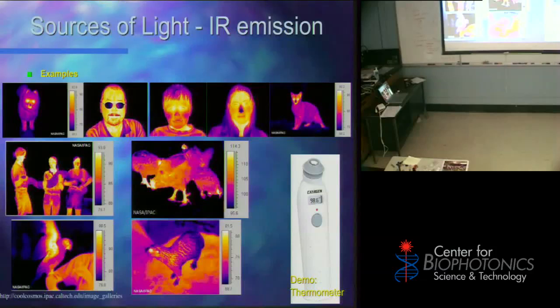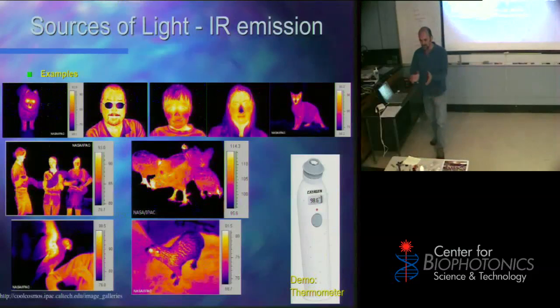This thing you put across your forehead, it's measuring the black body emission. 99.1. 98.5. Okay? It's getting the temperature based on matching it to one of those black body radiation curves. And that's how this thing works.